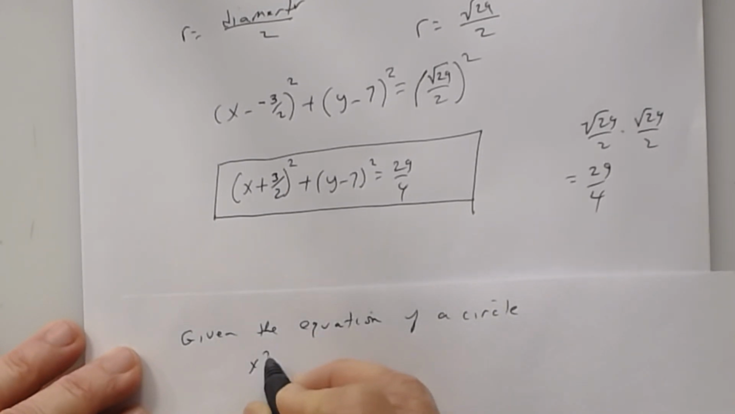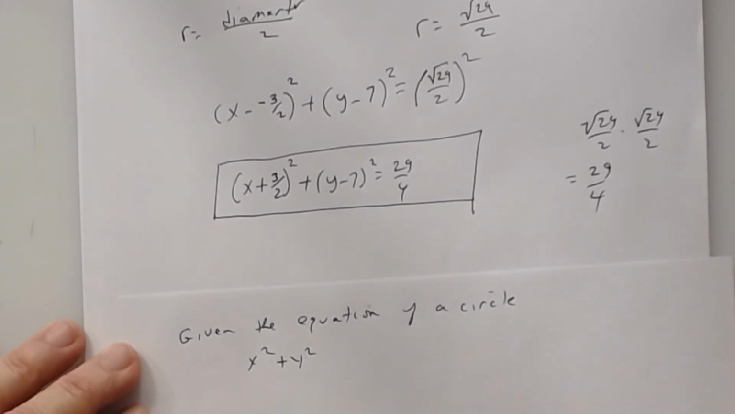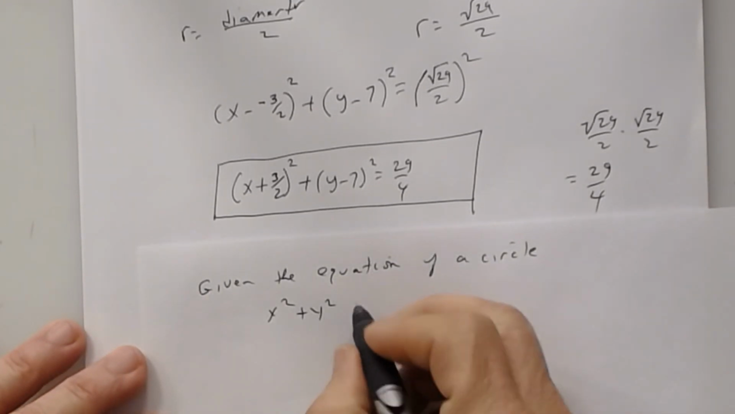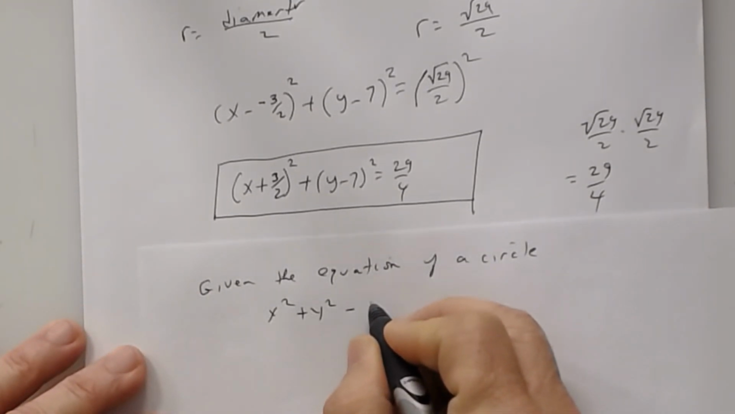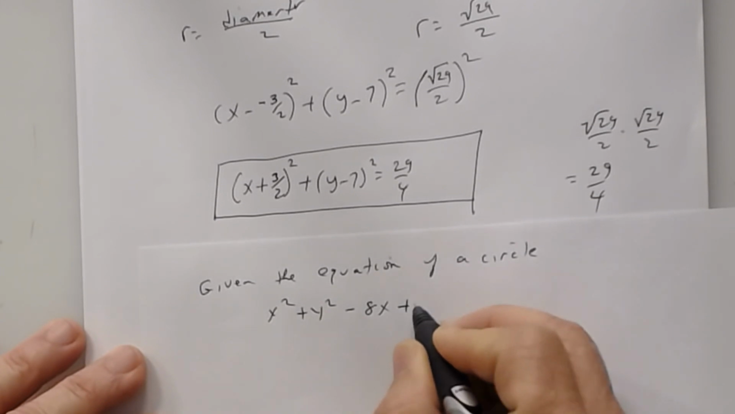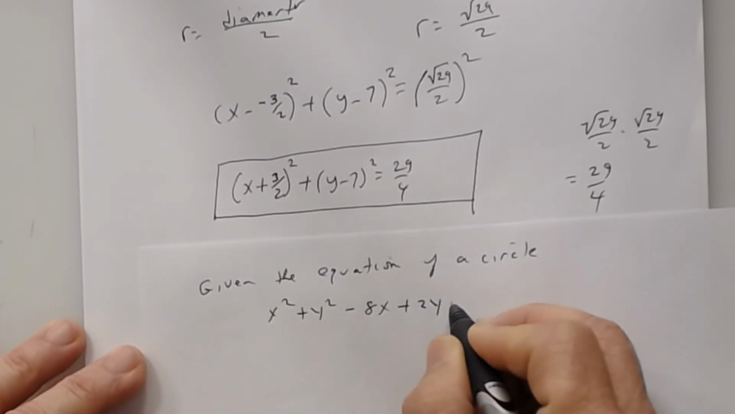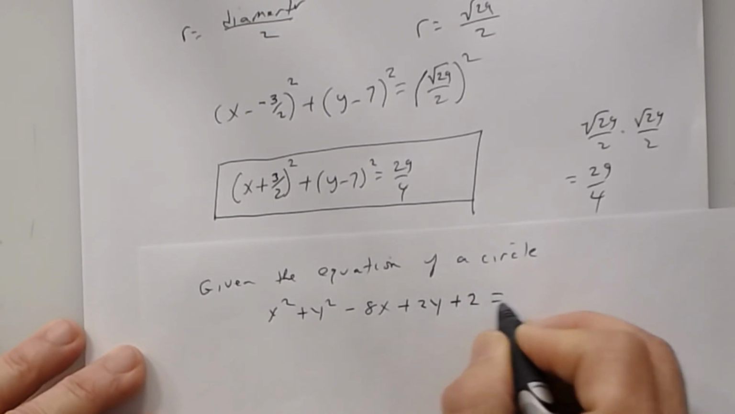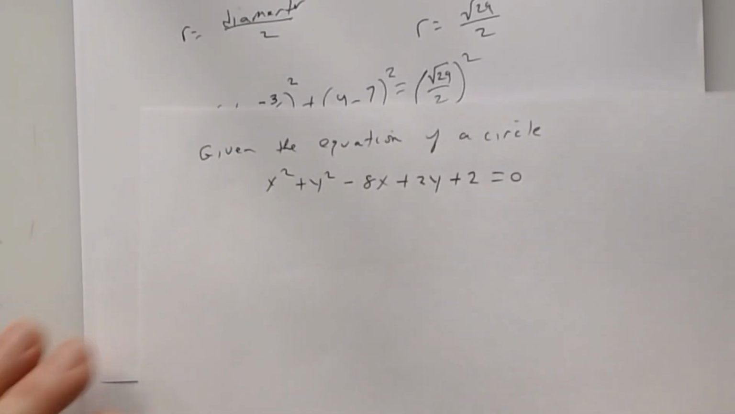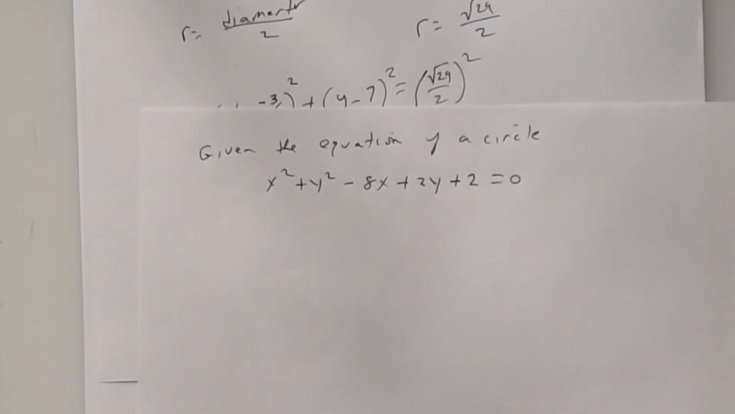And let's say it's x squared plus y squared minus 8x plus 2y plus 2 equals 0. So you're given the equation of the circle. Is this the standard form of the equation of a circle? No. What form is this? General form. General form of a circle.